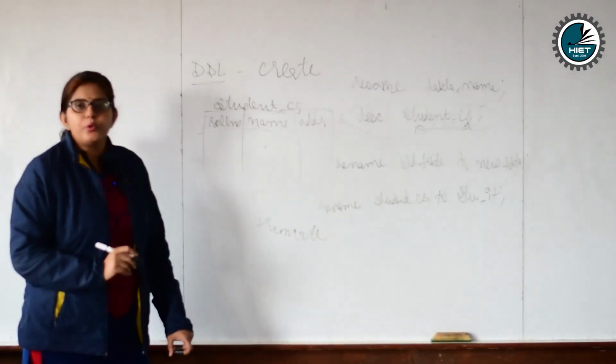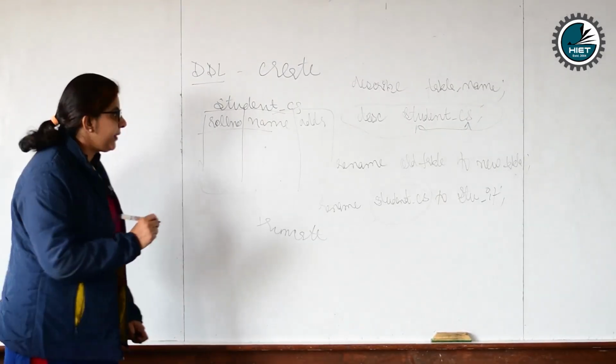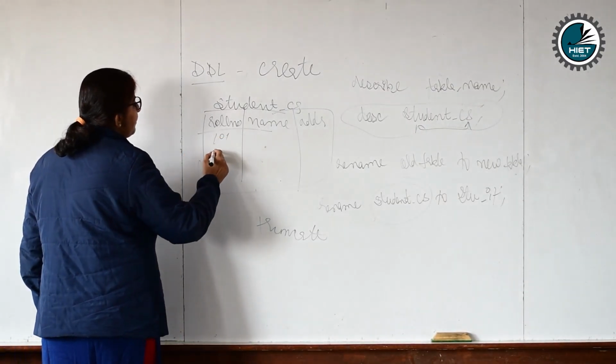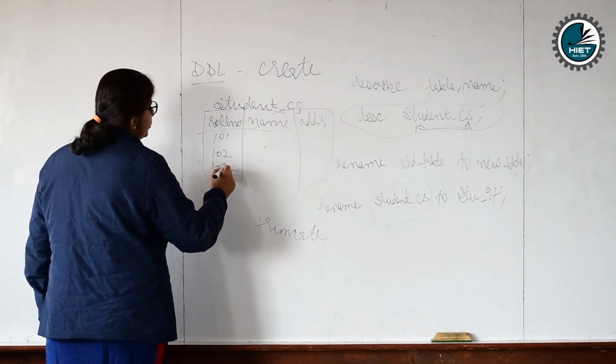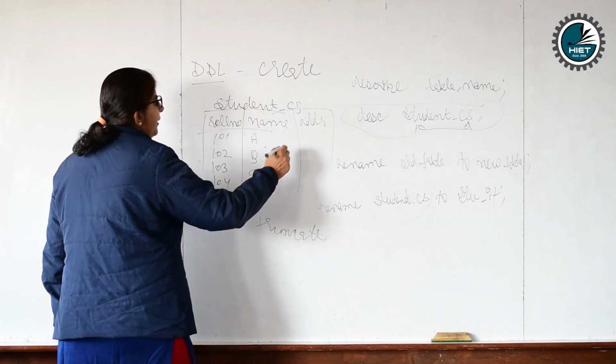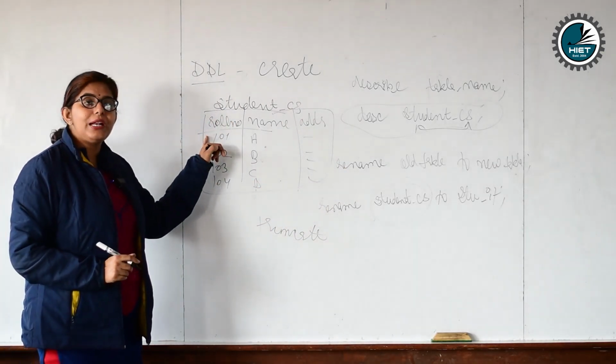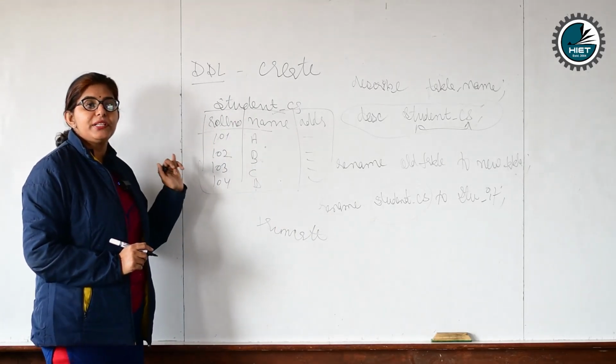Next one is truncate. I already told you what truncate will do. Truncate will delete the data from the table. For example, in this table we have roll numbers 102, 103, 104. Names of students are A, B, C, D. Address is, okay, I want to delete the whole data from the table.